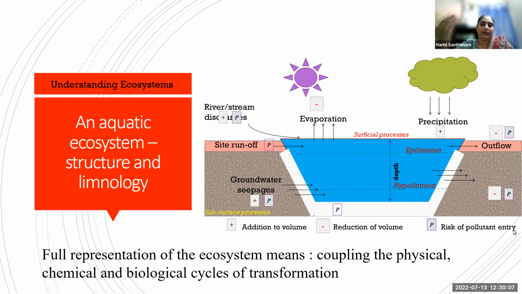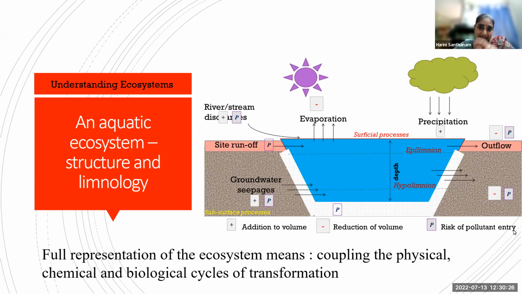epilimnion. Then the extent or the depth in an aquatic ecosystem to which light penetration is not so saturated, but is weakly available. Those are known as mesolimnion, and the bottom part is what is known as hypolimnion.